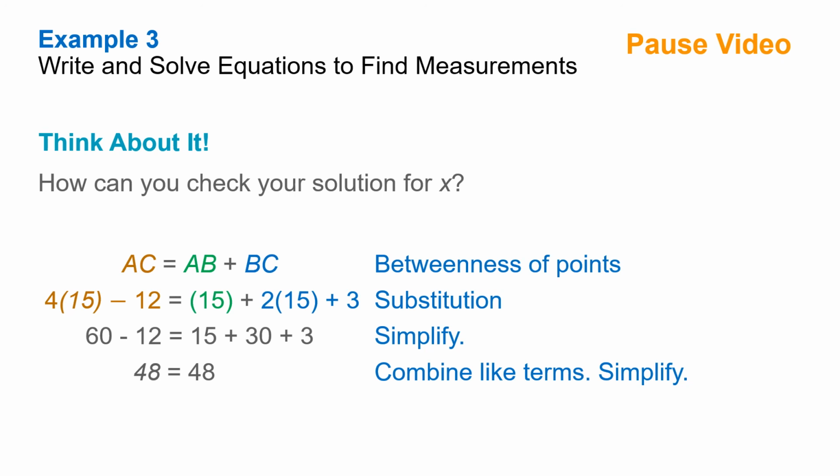4 times 15 is 60, and 60 minus 12 is 48. 15 plus 2 times 15 plus 3 is 15 plus 30 plus 3, which is also 48. Since both sides are equal, we know that we have found the correct solution for x.